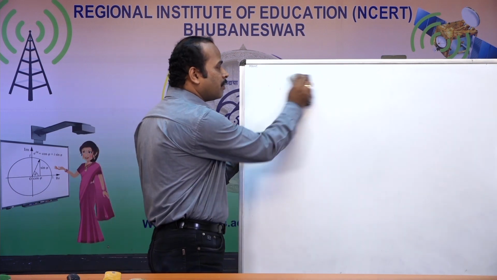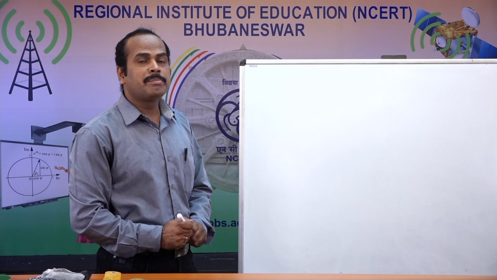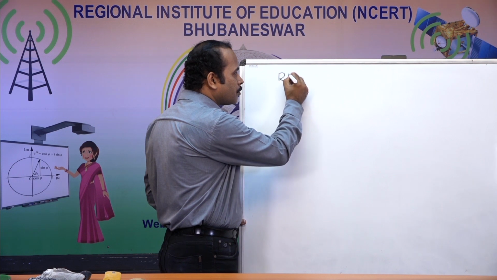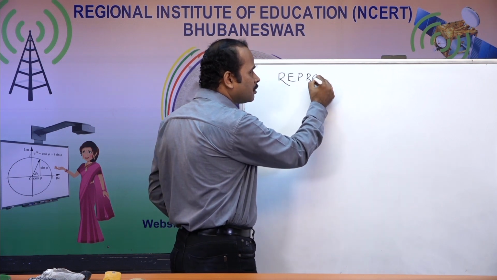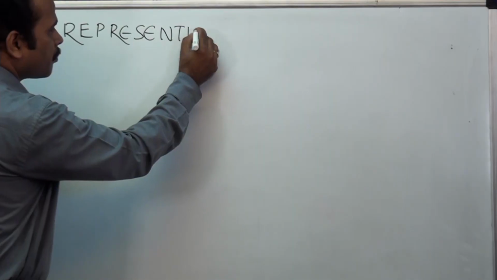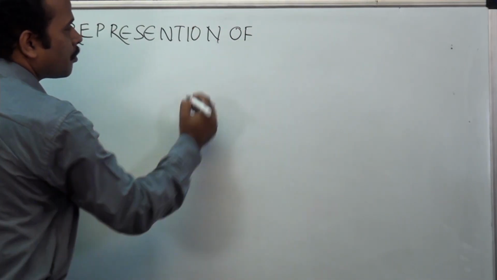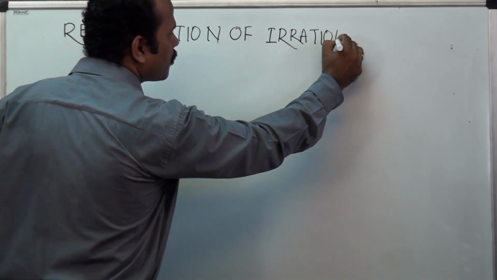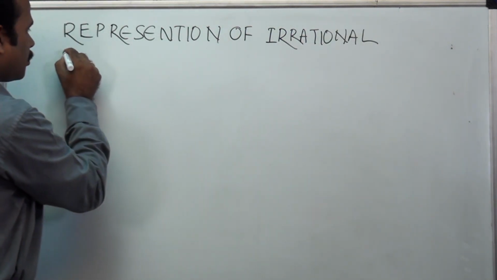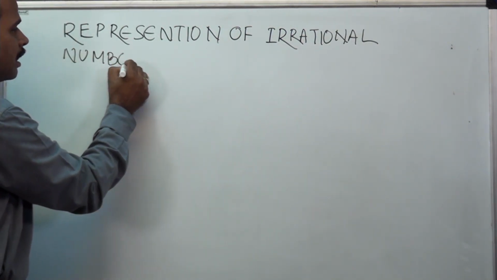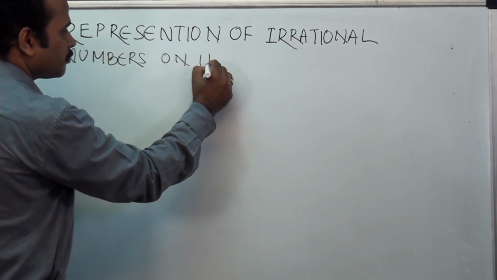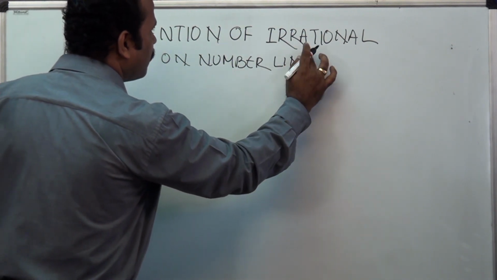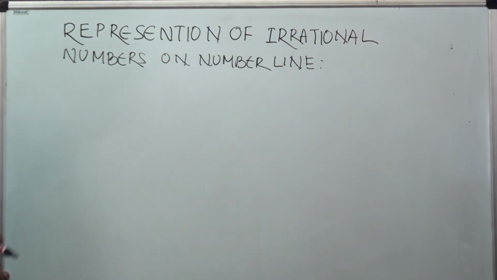I will select a number, let us take root 2. So how to represent root 2 on the number line? Representation of irrational numbers on the number line. I have taken the example as root 2. So how will I do it now?